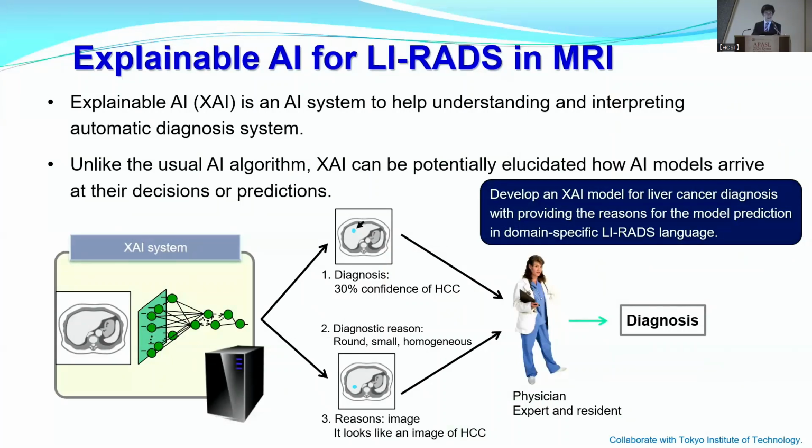So additionally, we are now collaborating with the Tokyo Institute of Technology to develop an explainable AI model for liver cancer diagnosis, providing the reason for the model prediction in domain-specific LI-RADS language. So explainable AI, XAI, is an AI system to help understanding and interpreting automatic diagnosis systems. So unlike the usual AI algorithm, XAI can potentially elucidate how AI models arrive at their decisions or predictions.